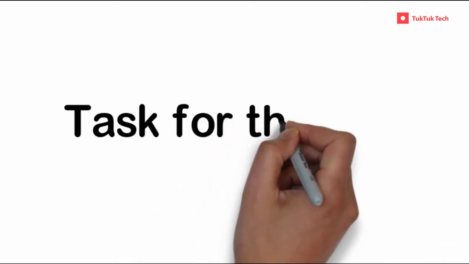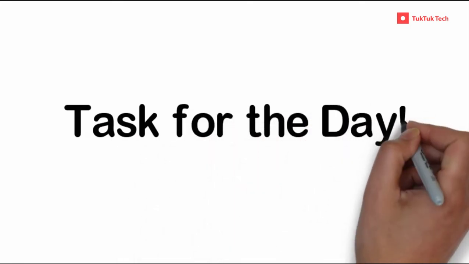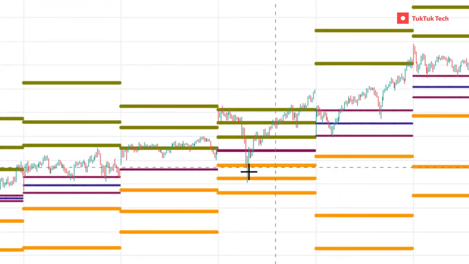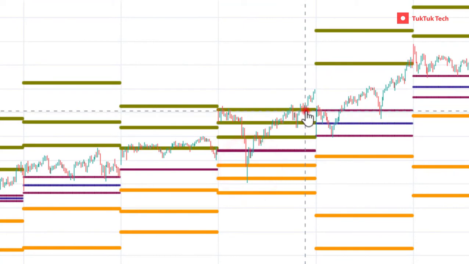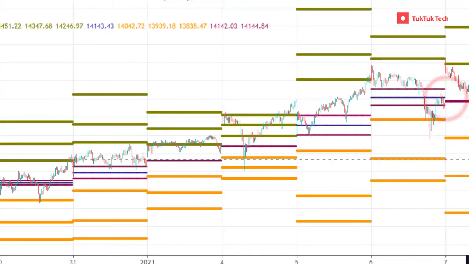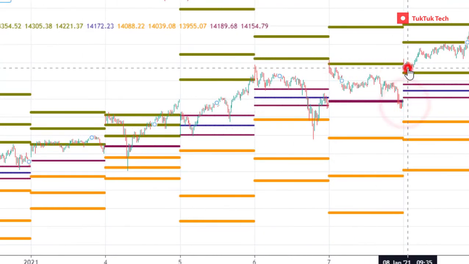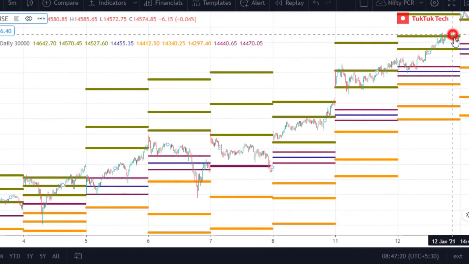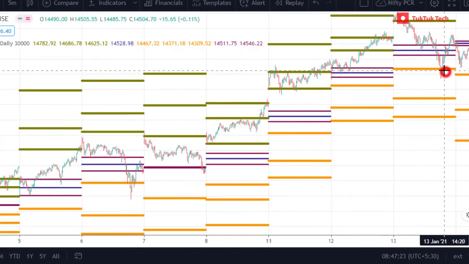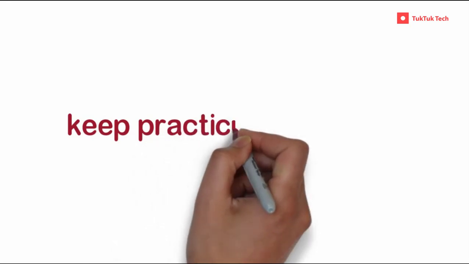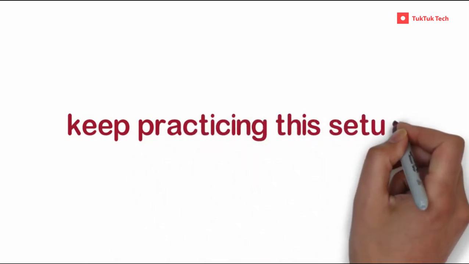Task for the day. Open TradingView.com and check how often stocks bounce back from the support levels to pivot and to the resistance level. You'll be amazed. Make sure to practice before entering into live trades.